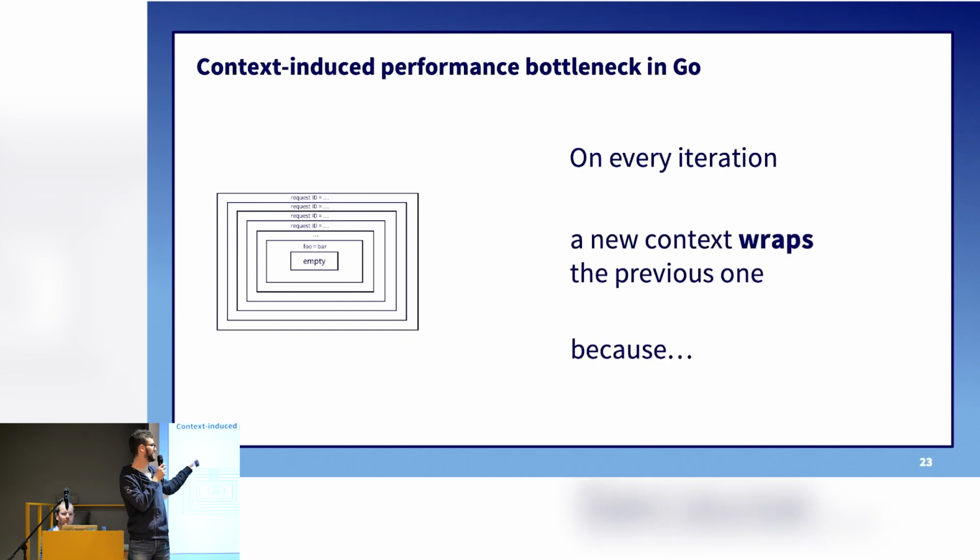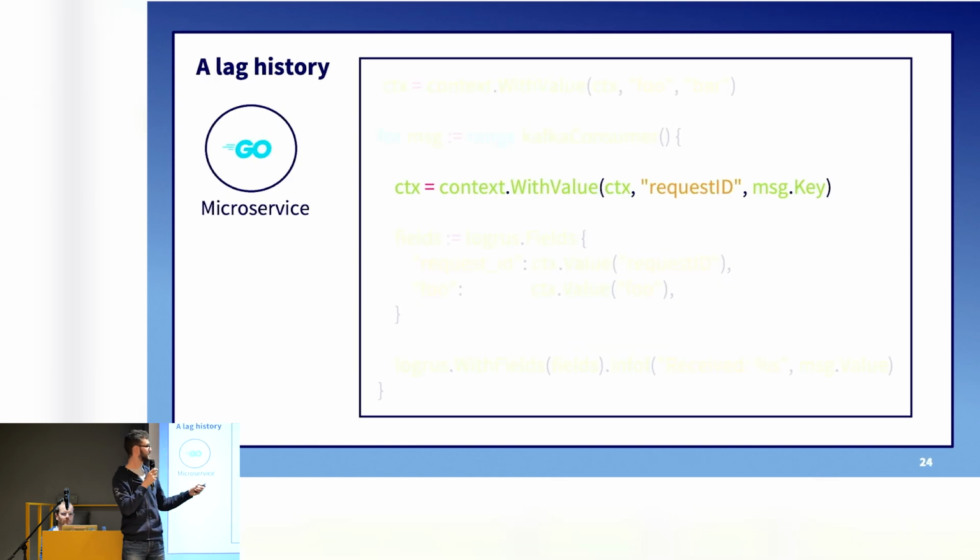So at every iteration, a new context wraps the other one. And why? Because we made a mistake in our operation. We used the assignment operation, even though we could use the definition operation. And now, if we do that, the context will be defined again at every loop iteration. So we'll ensure that we'll always have two layers, one for the first one, the foobar, and another one for the context, the request ID. Sorry.